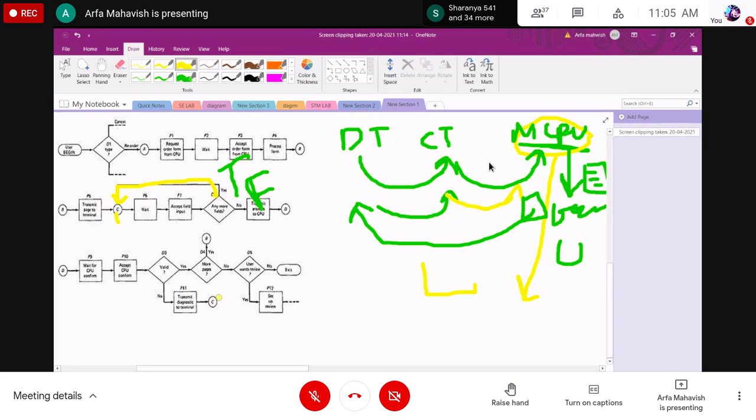Okay, C. Then it shows the behavior of your system. Okay, it shows the behavior of your system. This is the diagram of the behavior of the system.